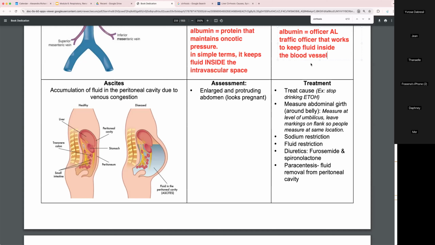Okay, so who makes albumin? The liver. Or what makes albumin? The liver. So I want you to let me know in the chat.